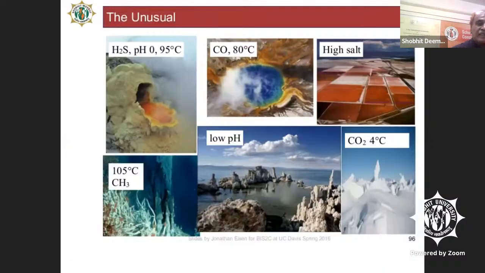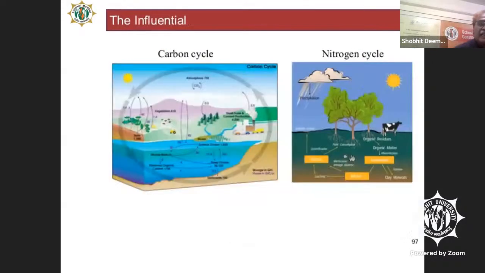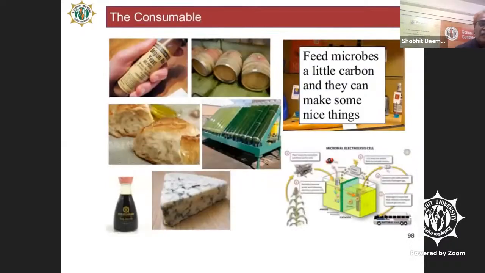Now you see that hydrogen sulfide, carbon monoxide, high base, methane, low pH, carbon dioxide, all these things are under the control of the microbes. Every environmental thing. The entire environment: the carbon cycle is under the control of microbes, the nitrogen cycle is under the control of microbes. Without microbes, they cannot happen. Feed microbes a little carbon and they can make nice things for you. They need very little carbon and they will produce huge amounts.